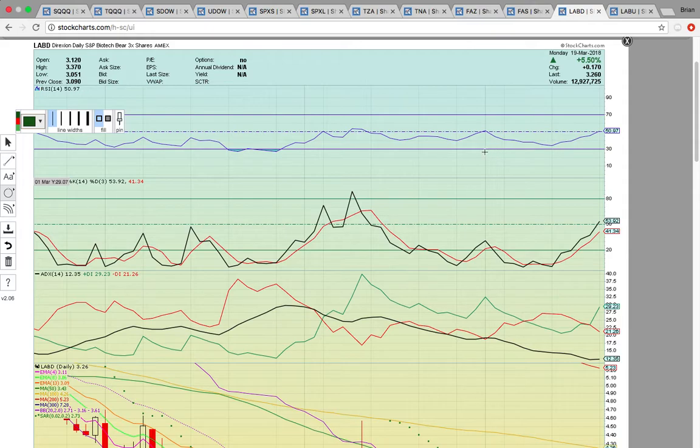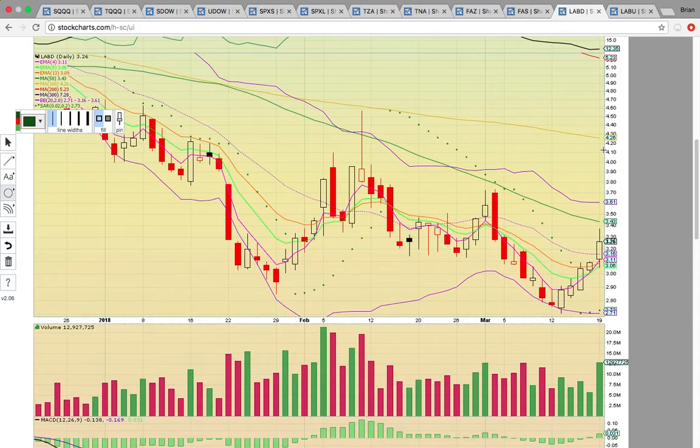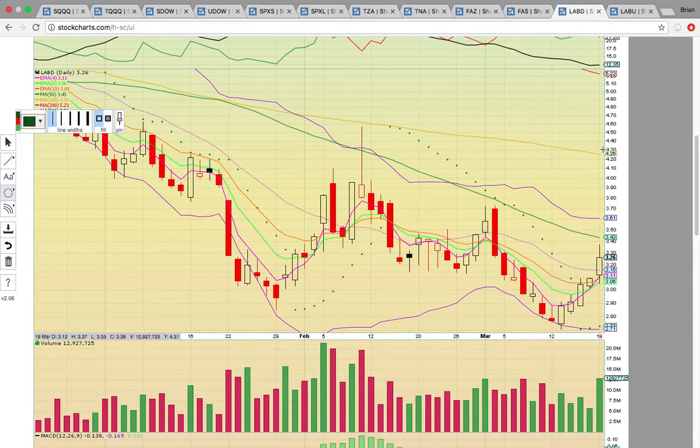If you look at LABD right now, this is the biotech bear 3 times. Now this has been on one heck of a run. This has been one of the strongest places to be if you're looking to short the market right now, or if you had been, right? This is the strongest place to be last week, and it followed through on Monday.